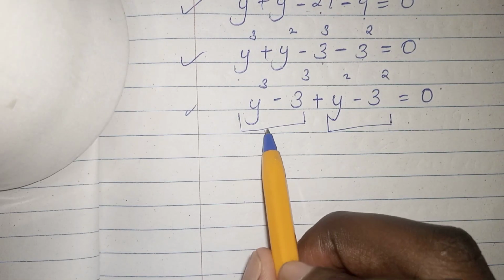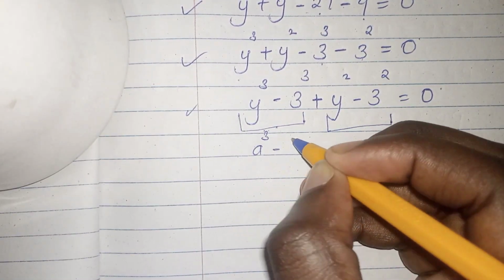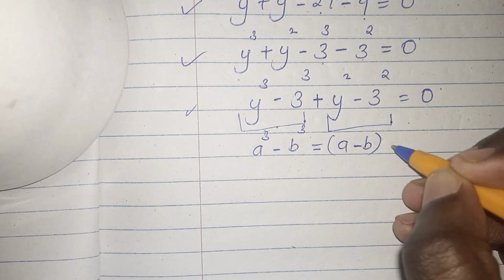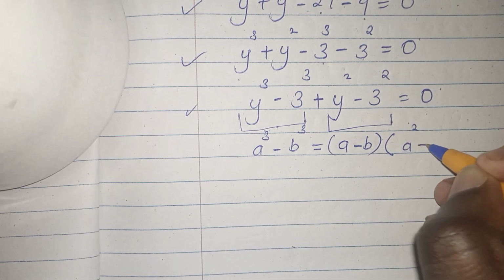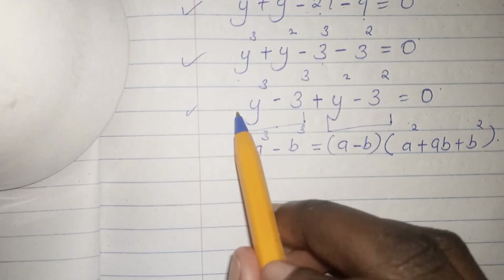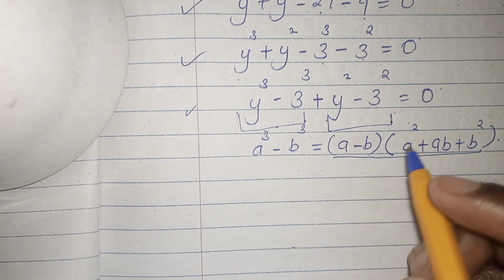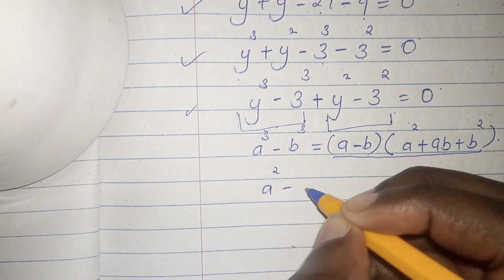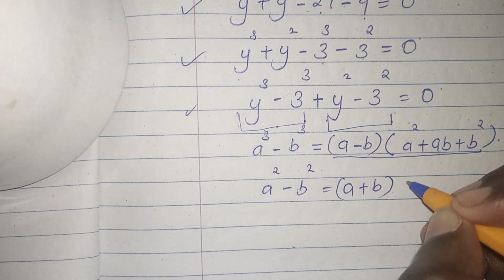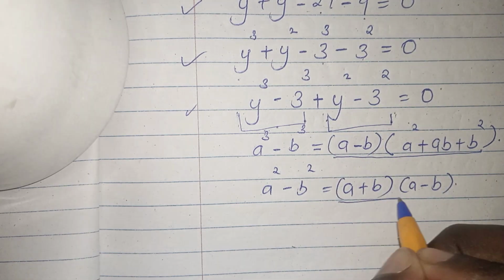So we are going to use the cubic principle to solve this, whereby if you have a cubed minus b cubed, we can as well write it as a minus b into bracket a squared plus ab plus b squared. So we are going to present this into this form. And for our case here, this is a difference of 2 squares. So this is a squared minus b squared is equal to a plus b into bracket a minus b. So we are going to present this into this form.